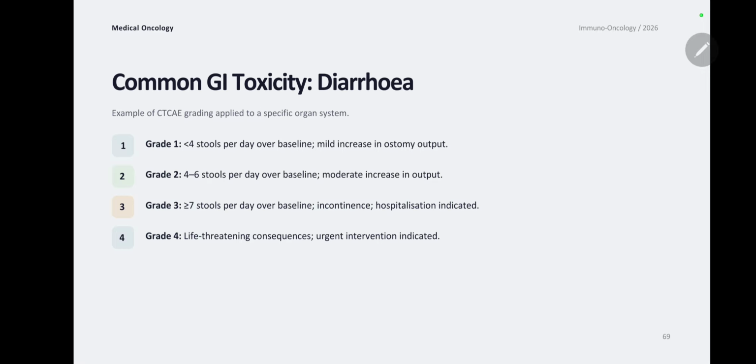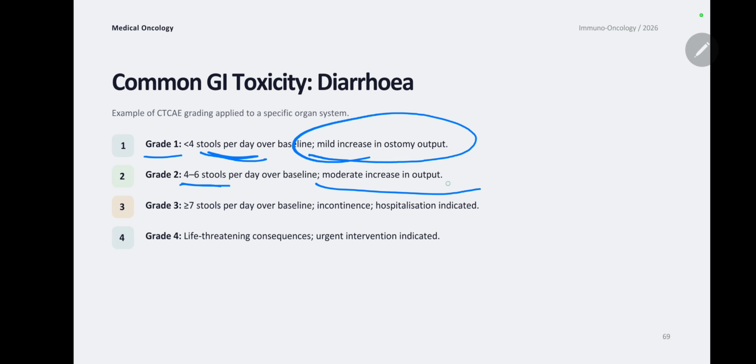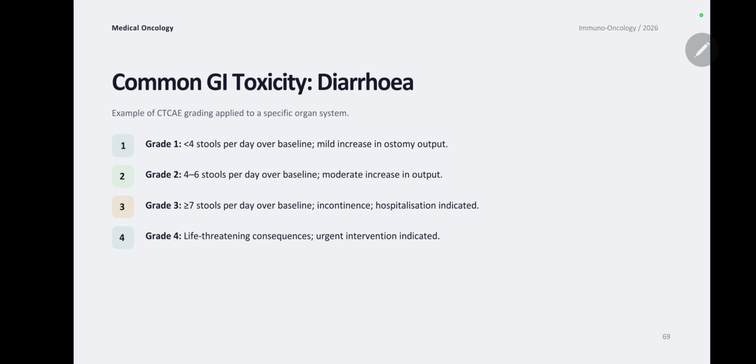So a common toxicity, for example diarrhea. Okay, in diarrhea, grade 1 means less than 4 stools per day or a mild increase in ostomy output. Grade 2 is 4 to 6 stools or a moderate increase in ostomy output. Grade 3 is 7 or more stools per day, and incontinence or hospitalization is indicated, and grade 4 is when life threatening consequences happen.